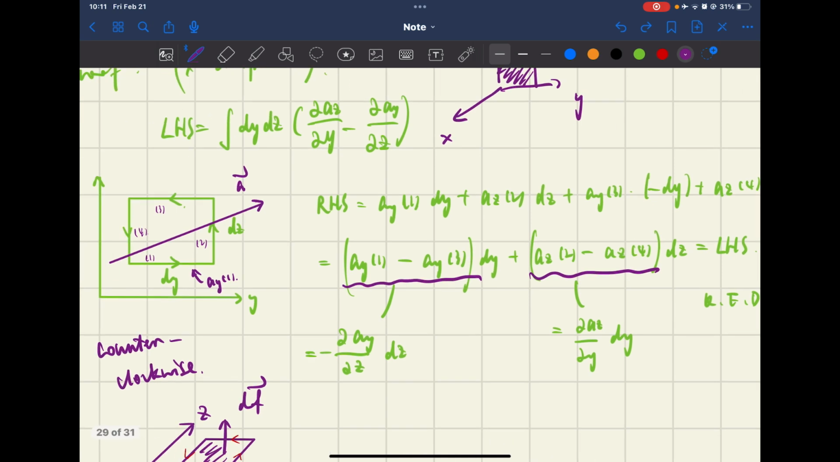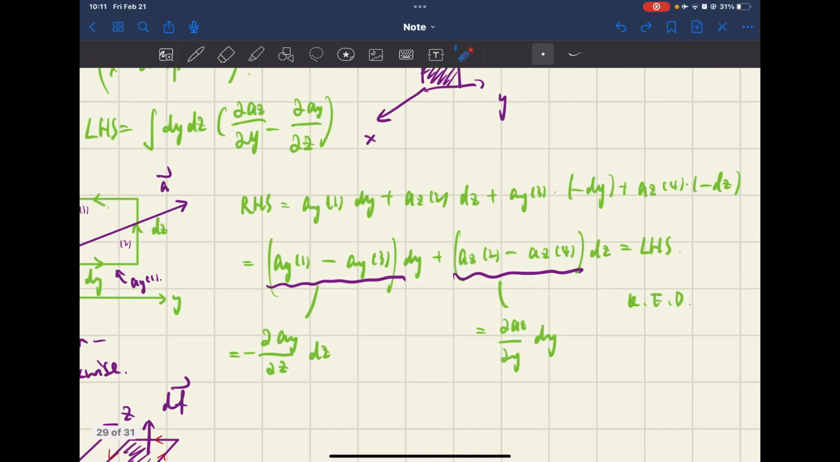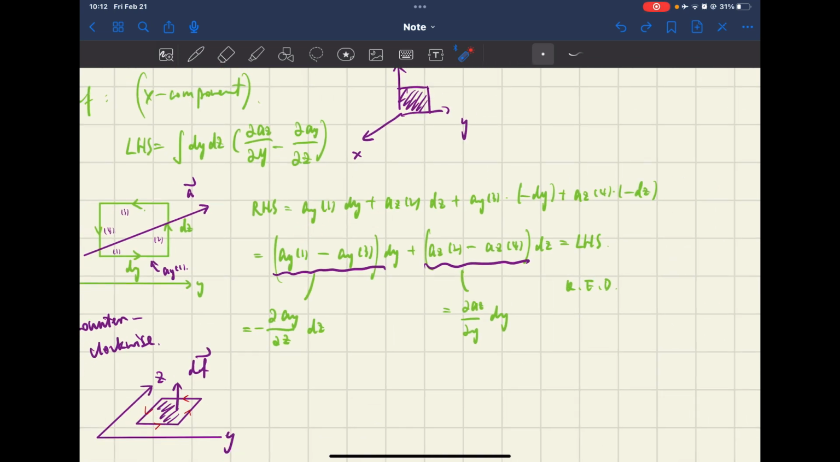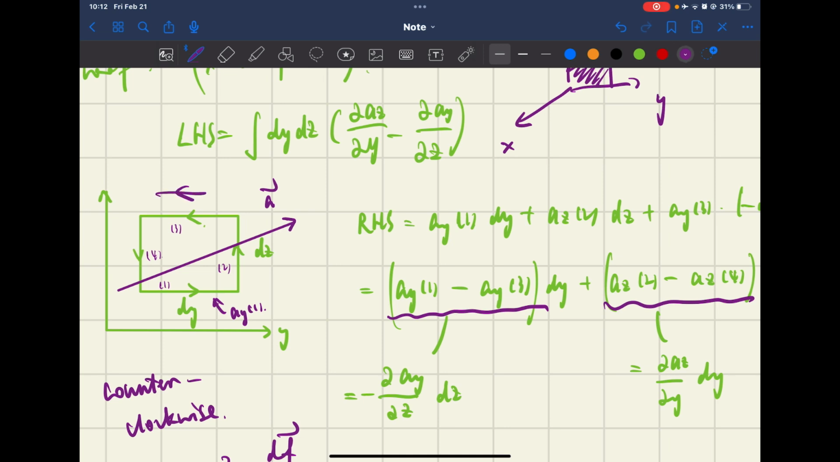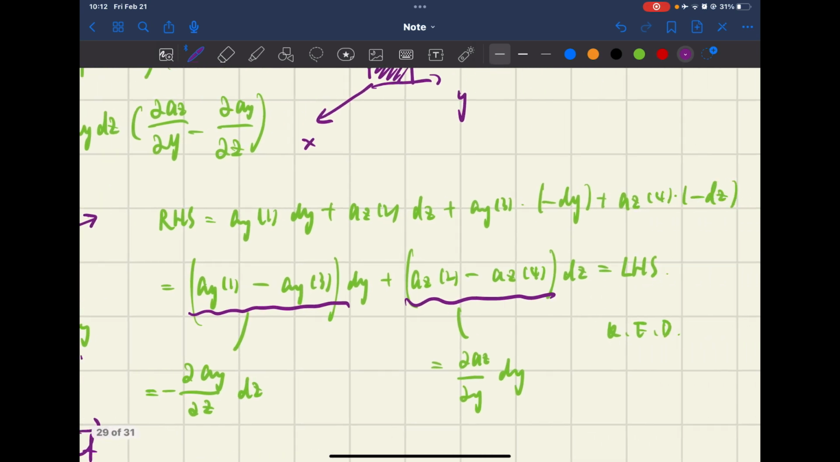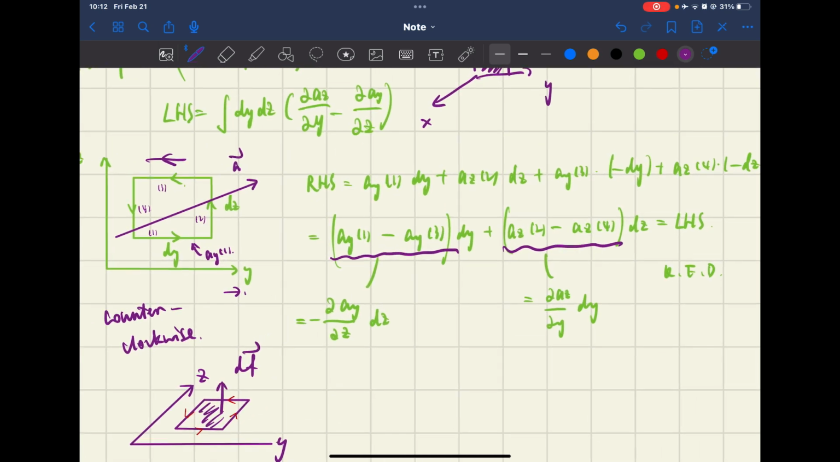Anyway, we're integrating it, and we're assuming that on the edge of this rectangle, all the values are the same. So it's just one value times dy, because we're considering an infinitely small rectangle, and we'll derive this equation. And for the third and fourth edges, because you're going this way, which is the opposite direction of the y-axis, the y-axis is going this way, you need to add a minus sign in front of the dy and a minus sign in front of the dz.